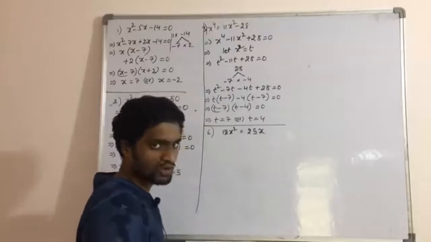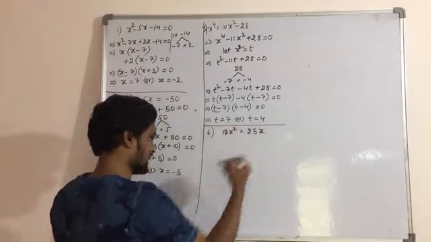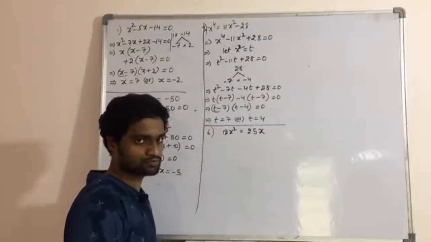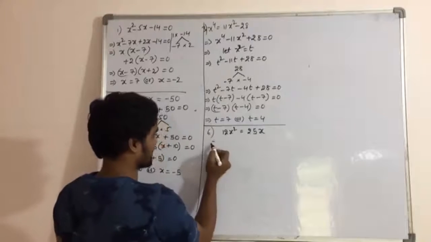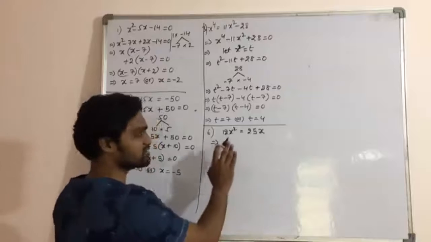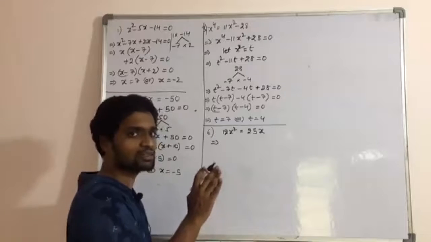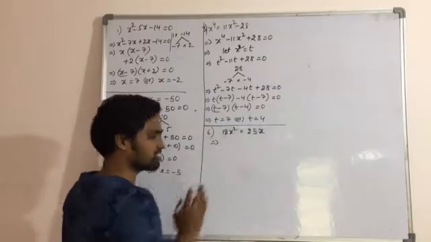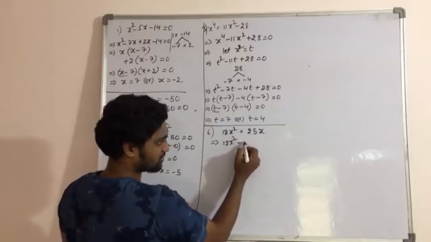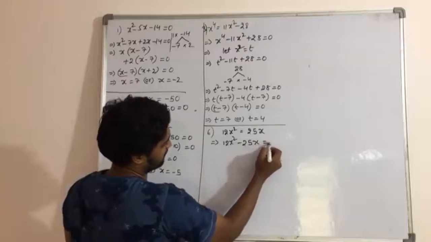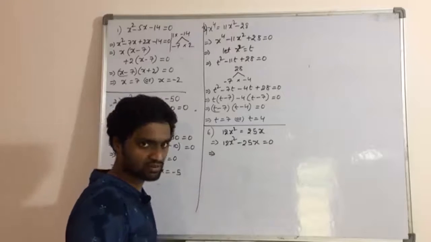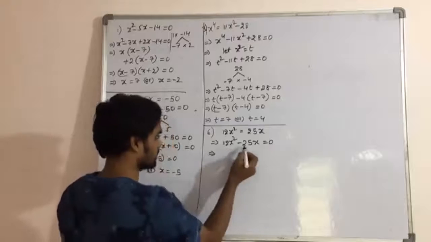12x square is equal to 25x. Can we cancel x on both sides? No. In the second lecture itself, I told you cancellation is not allowed when variables are involved in the product or division. So what should I do? 12x square minus 25x is equal to 0. So consider this as a quadratic equation.